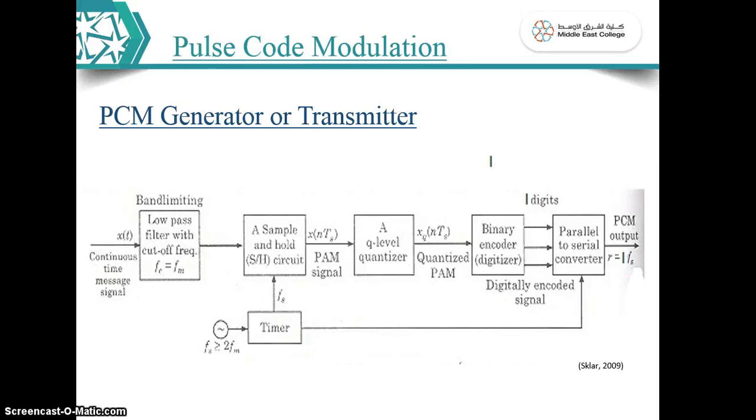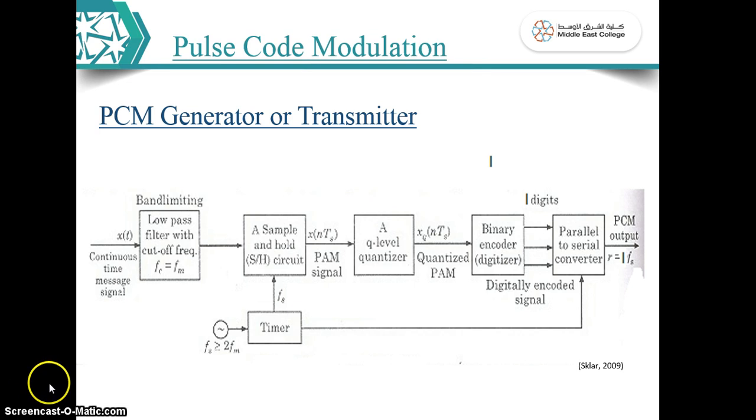In the previous section, we have covered the different analog pulse modulation techniques: PAM, pulse amplitude modulation, pulse width modulation, PWM, and pulse position modulation, PPM. So, in this section, we will start with digital pulse modulation techniques. The first one we are going to discuss is pulse code modulation, PCM.